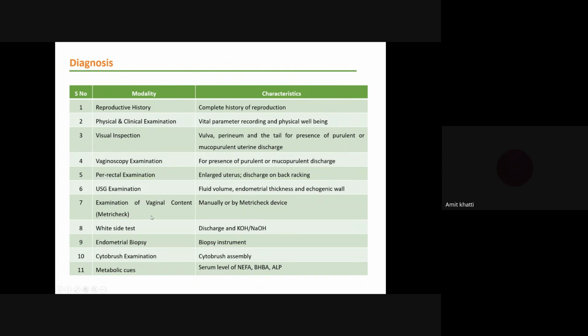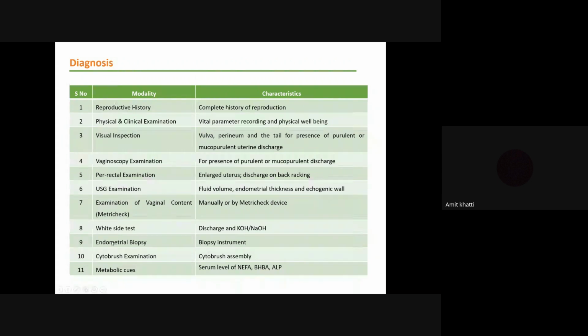Okay. Then examination of the vaginal content. Either we can collect vaginal content manually, inserting our hand in the vaginal cavity and retracting whatever purulent content is there, or we can go for the Metritis device, which is a very specialized device helpful for the collection of the vaginal content or uterine content. Next is the white side test. We will be discussing how we can conduct it.